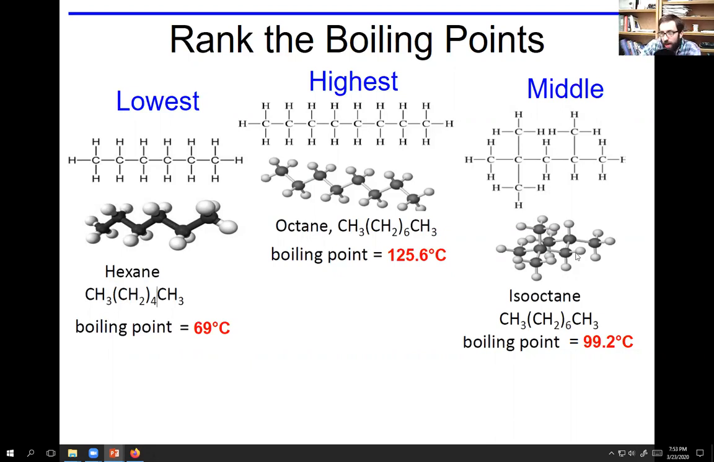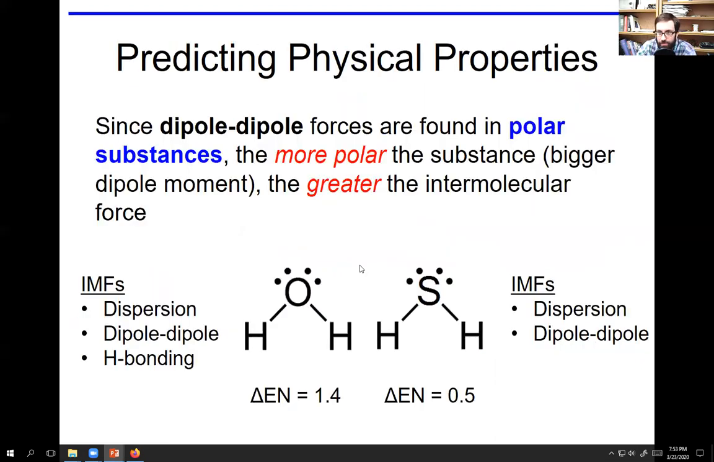Compare that with isooctane. That has more of a branched structure. So it's more like a sphere. It's a more ball-like structure. That's going to be less surface area versus a line, right? So less surface area. 2 balls can't interact as much as 2 lines can. So it's going to have a lower boiling point compared to octane.